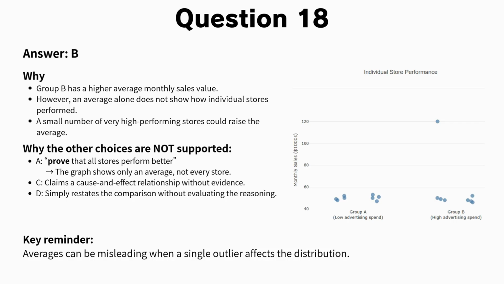The key reminder: averages can be misleading when a single outlier or a few extreme values affect the distribution. Always consider individual data points, not just summary statistics.